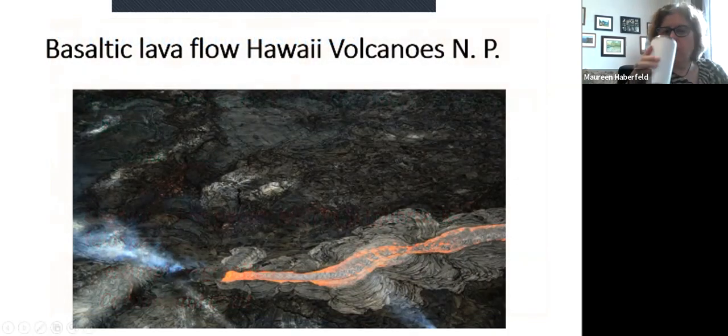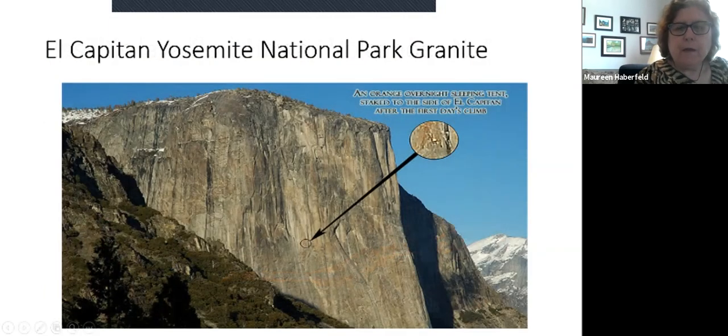Here's a picture of a basaltic lava flow in Hawaii Volcanoes National Park on the Big Island of Hawaii. And then there's granite, which is in El Capitan in Yosemite National Park. So there's a couple of national park examples of where we have some of these igneous type rocks.